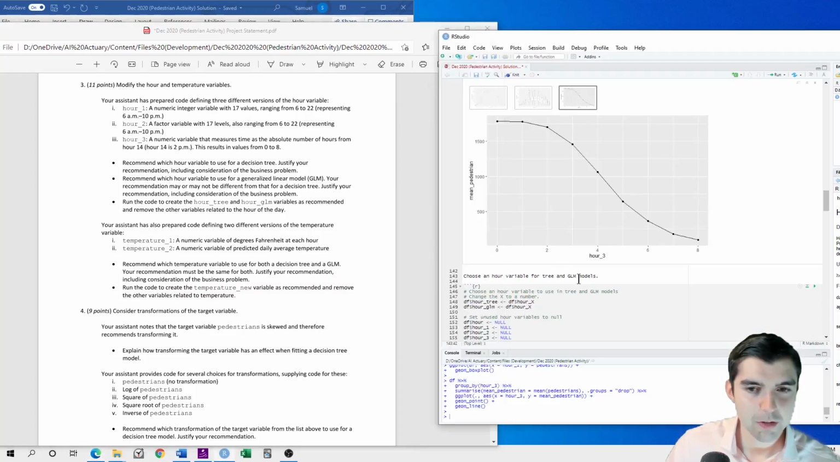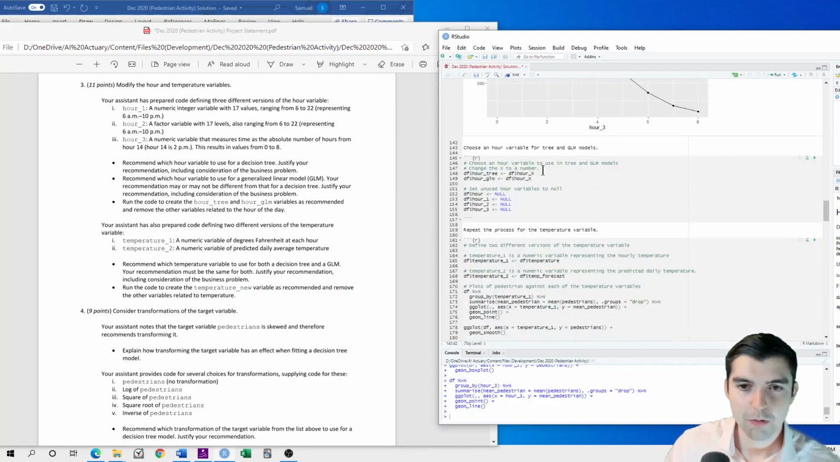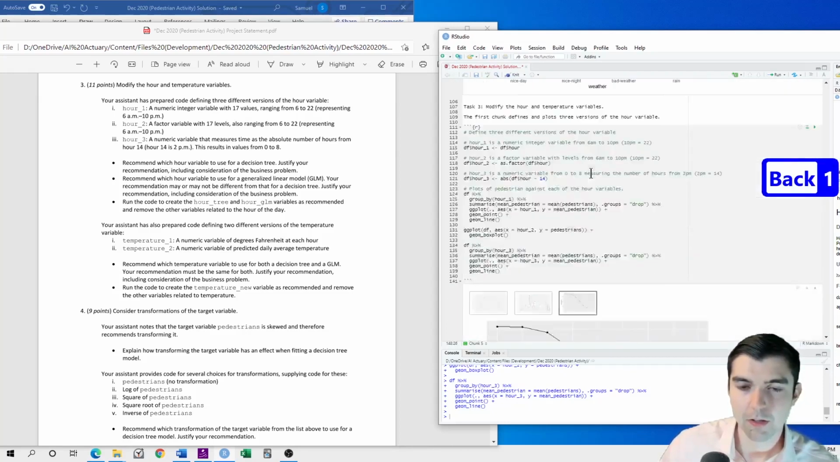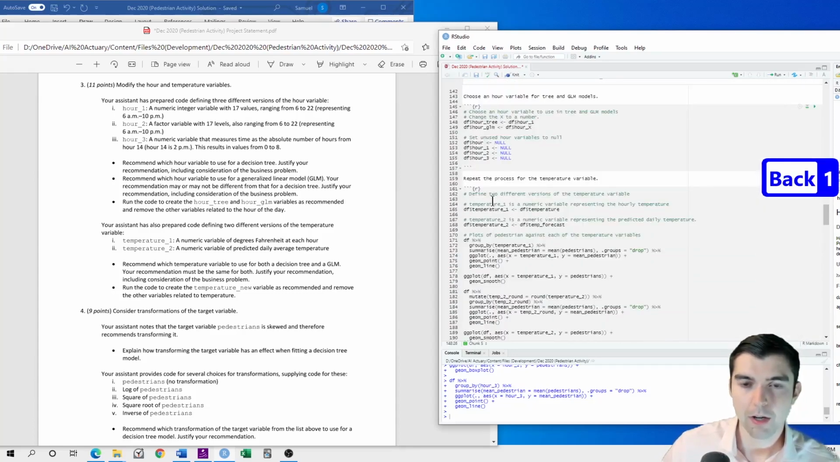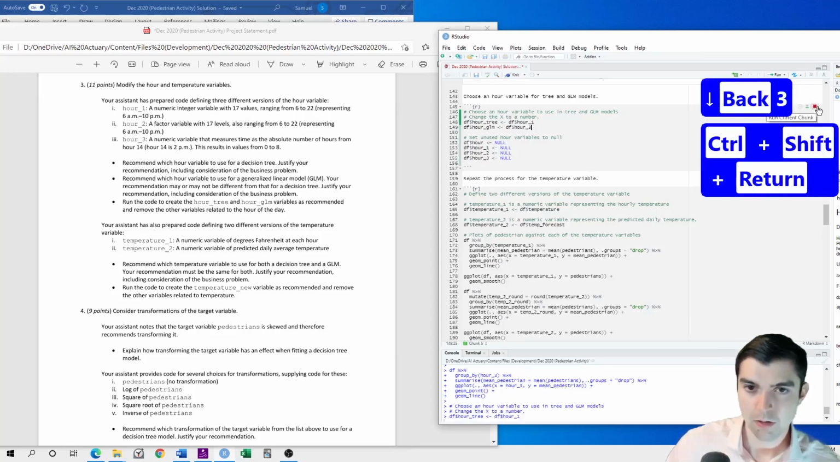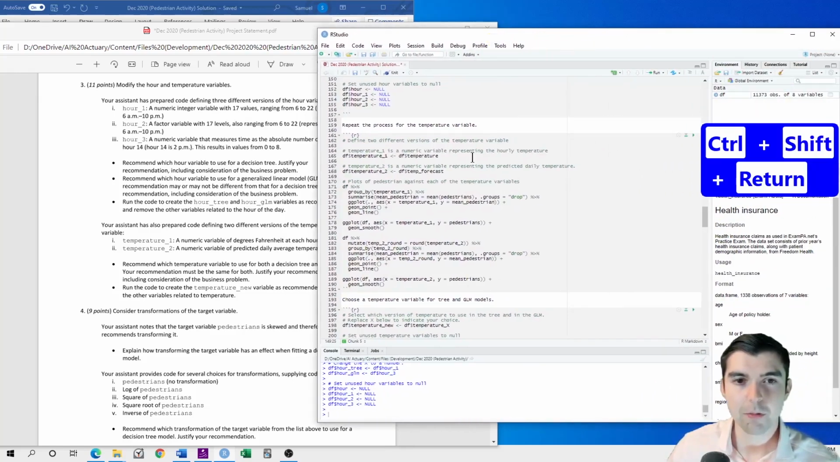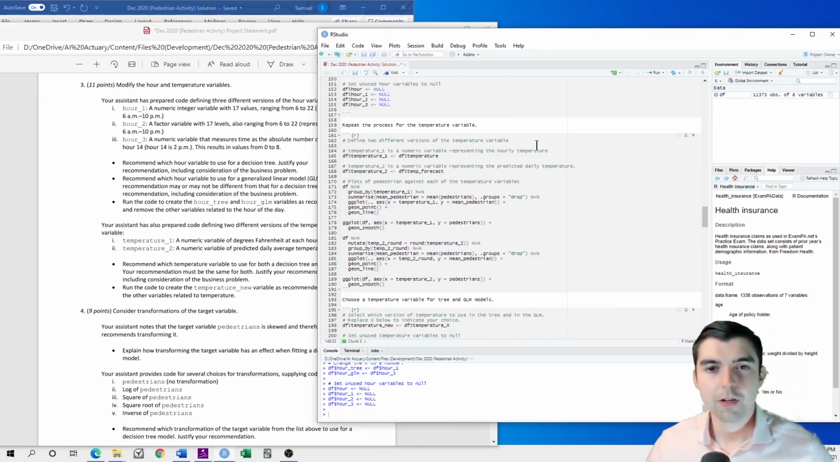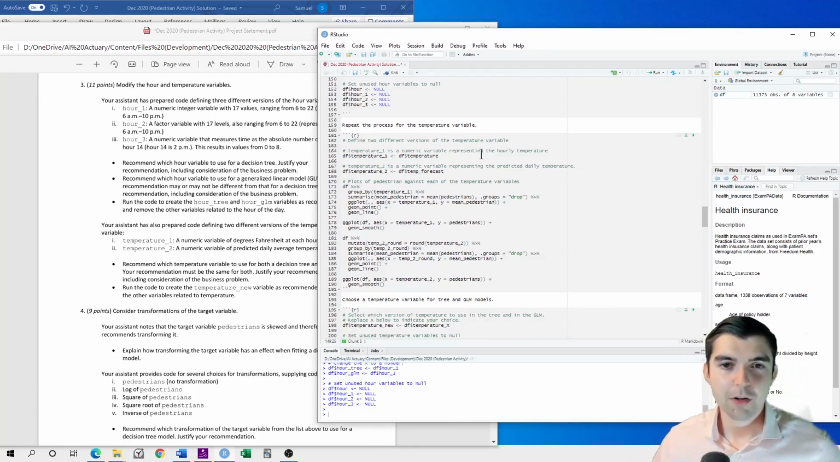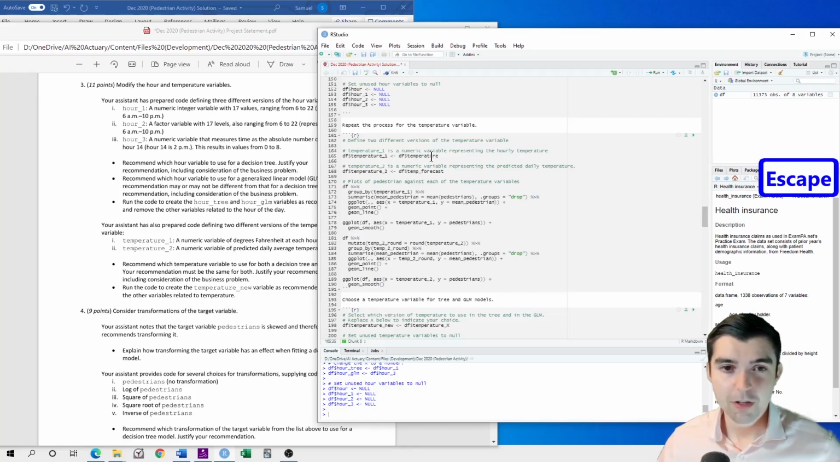Okay, so we have temperature 1 and temperature 2. Well, first of all, I have to choose which one. So our tree is hour 1, right? Yeah, hour 1, and our GLM, hour 3. Okay, and then repeat the process for the temperature variable. Define two different versions of the temperature variable. Temperature 1 is a numeric variable representing the hourly temperature. Temperature 2 is a numeric variable representing the predicted temperature.